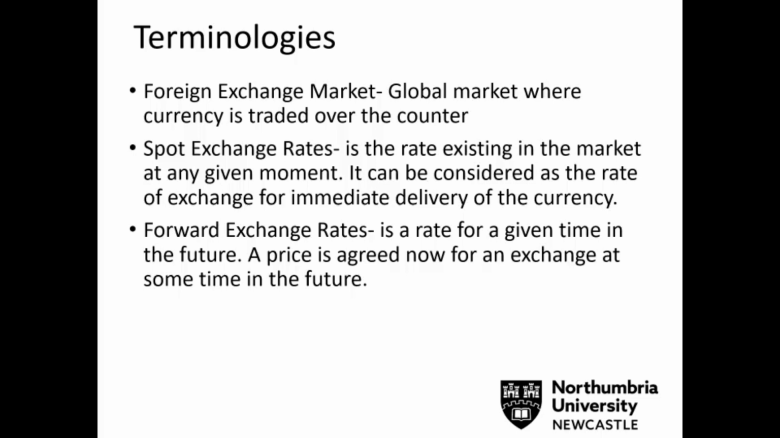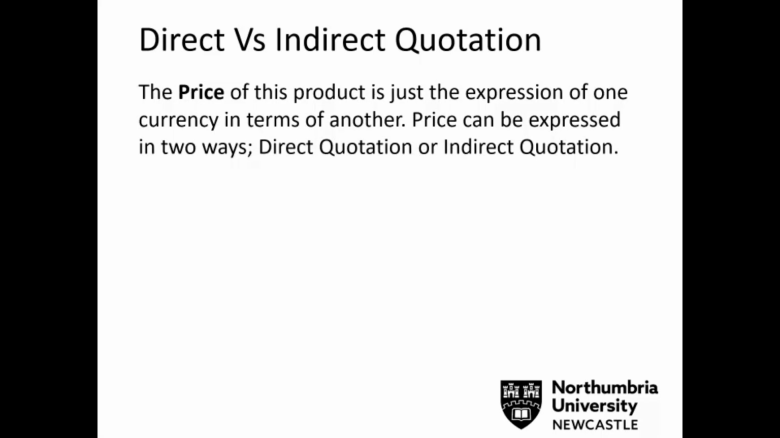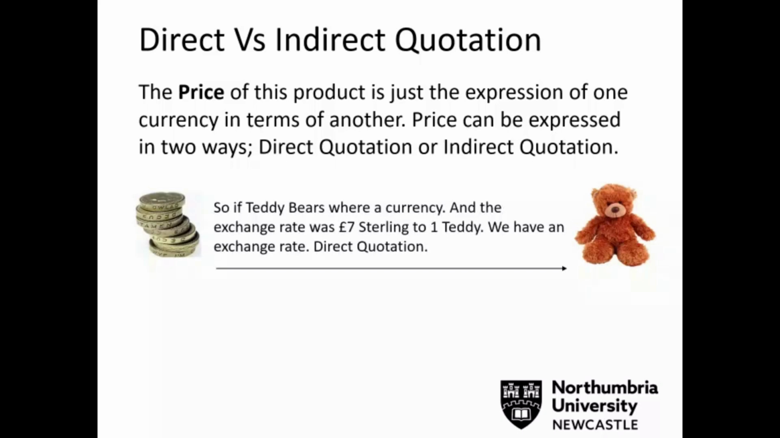When we quote foreign exchange, we're essentially quoting a price of one currency against another. And we do the quotation via direct or indirect. Here's a simple example. Say you want to buy one teddy, and this teddy costs you £7. This is what's known as a direct quotation: 7 of your domestic currency is 1 of the foreign currency.